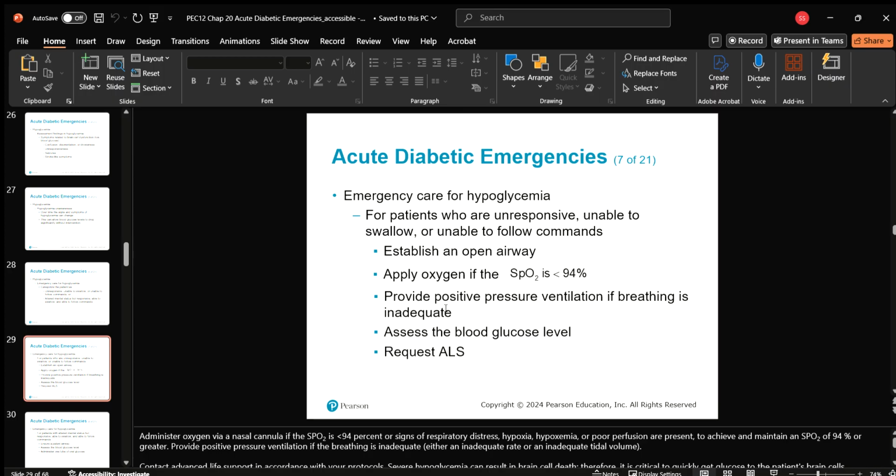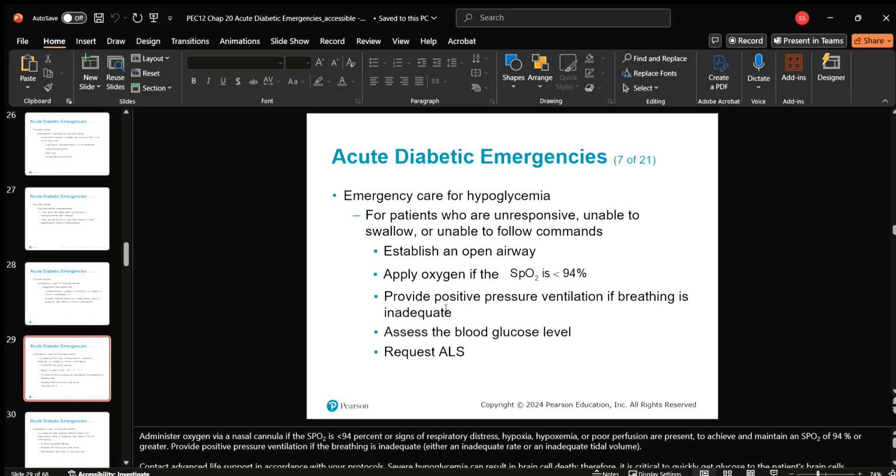Okay, so let's say you have that patient that cannot follow commands. Who might you want to call? ALS. Why? Because we can give an IV and we can give what? Dextrose. Sugar water. All right? It's one of the easiest things as a paramedic to resolve. Okay? Those are the calls you want to get that are super simple.